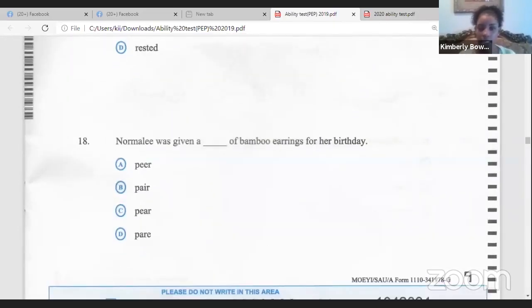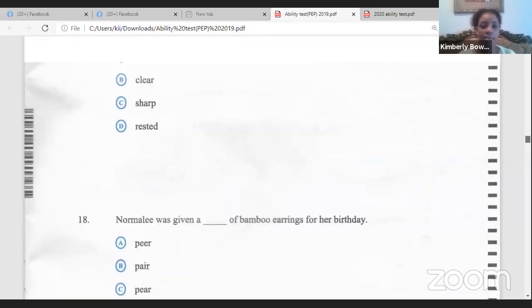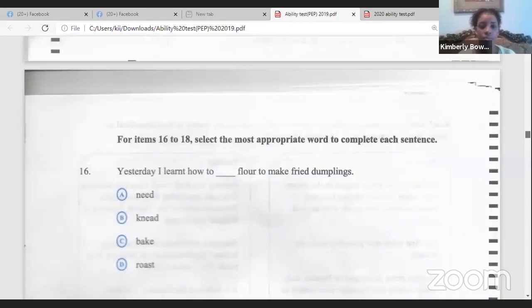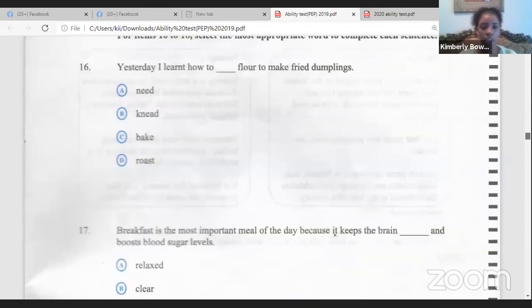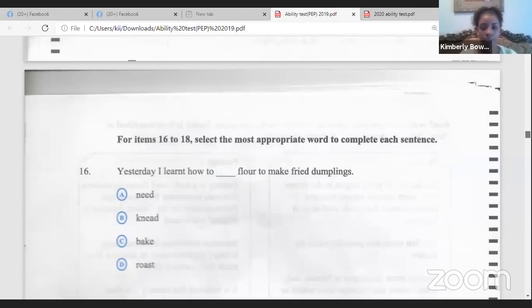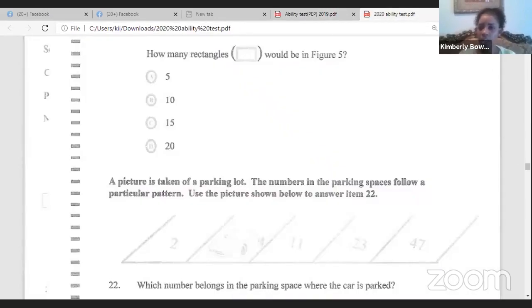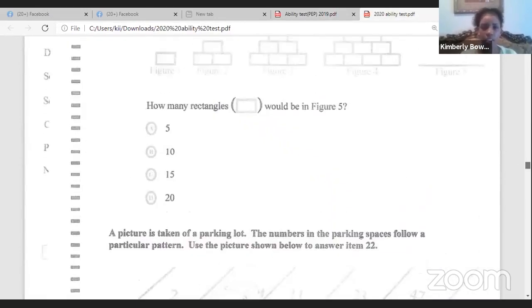There are sentences, and you're given four words, and you're supposed to be able to choose the most appropriate word to complete those sentences. So that's from number 16 to 18. Let's see if something like that is on the 2020 paper.